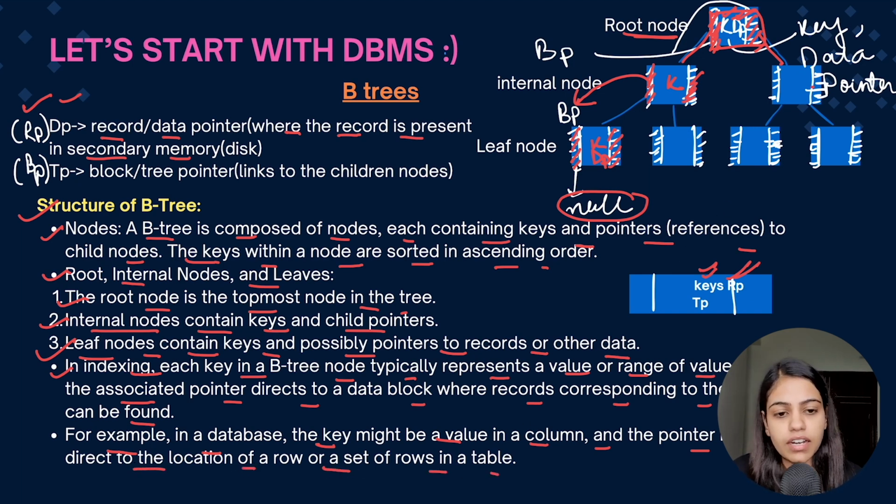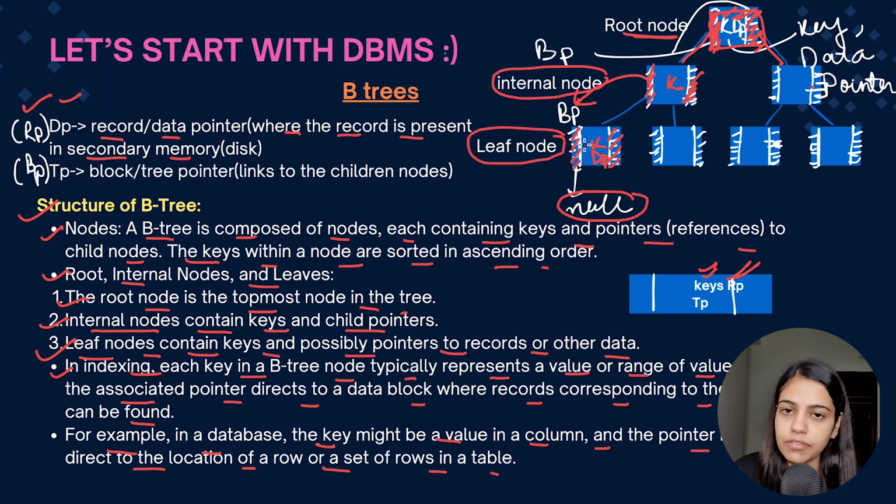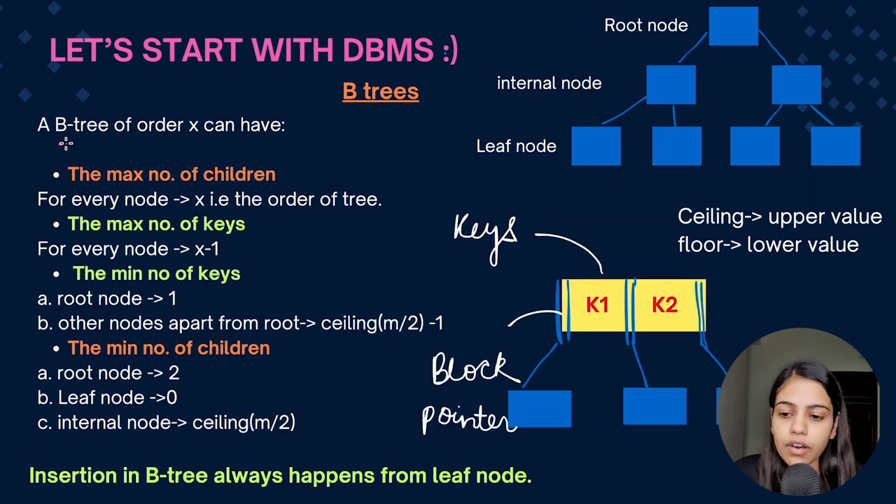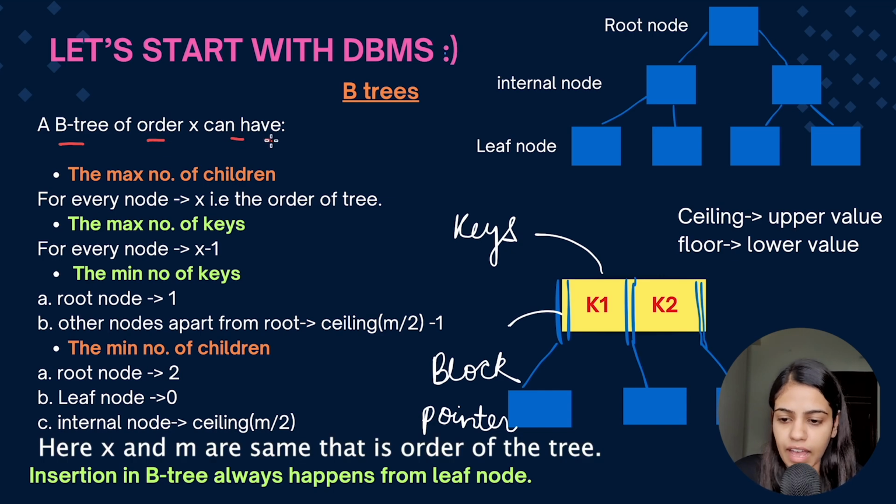So here we can see that all the nodes have the same structure. They have a key, they have the data pointer associated with the key, and then they have a block pointer which corresponds to the address of their children. Here it is the root node. After the root node, all the nodes are internal nodes, and at the last level we have the leaf nodes, which also have keys and data pointers. Now, the maximum number of children a B tree of order x can have is x, that is, the order of the tree.